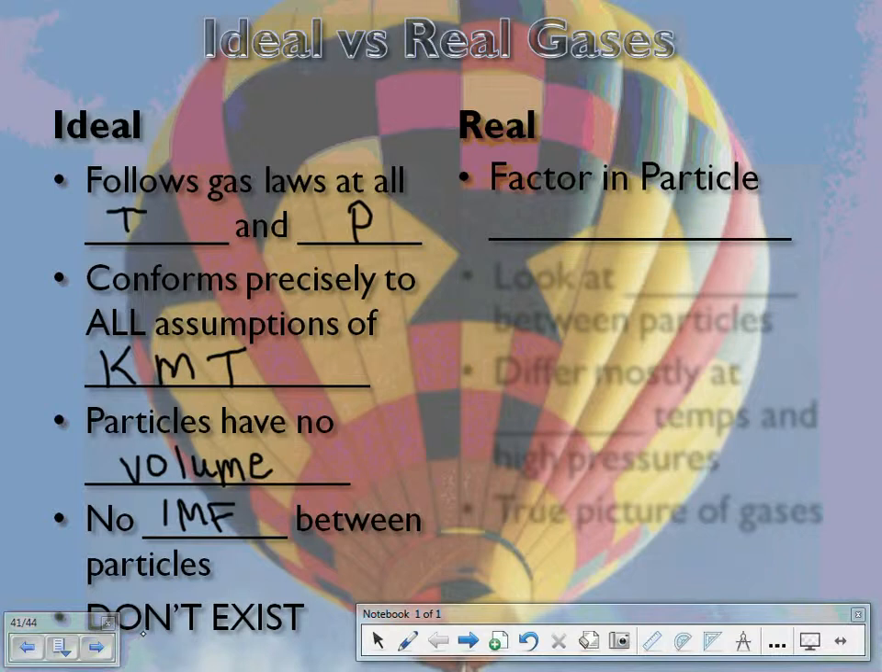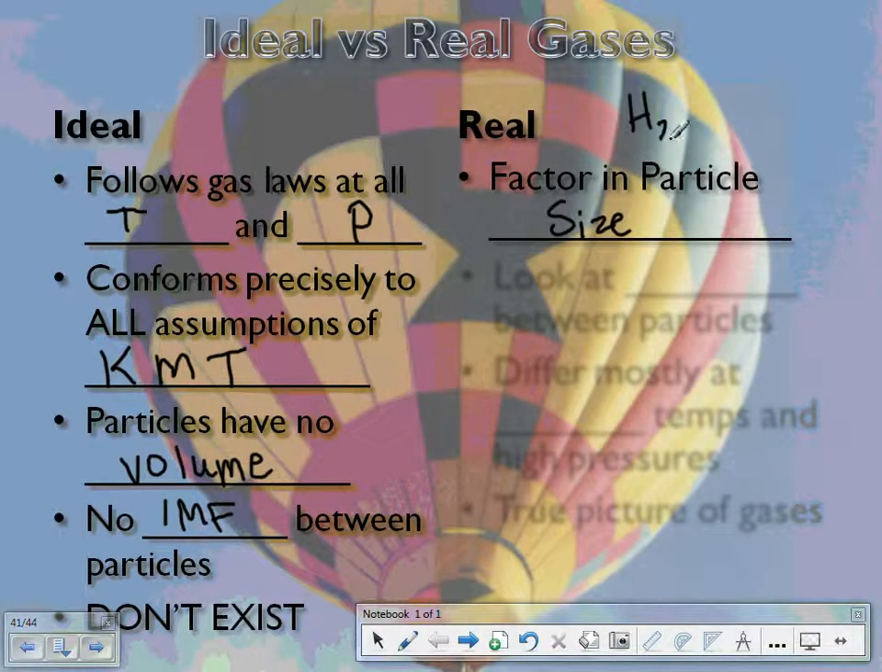So in a real gas, we have to factor in particle size. Bigger particles take up more space, and so we have to consider that. Consider, like, hydrogen gas is made of exactly 2 protons and 2 electrons. All right, so now let's compare that to something like chlorine gas.